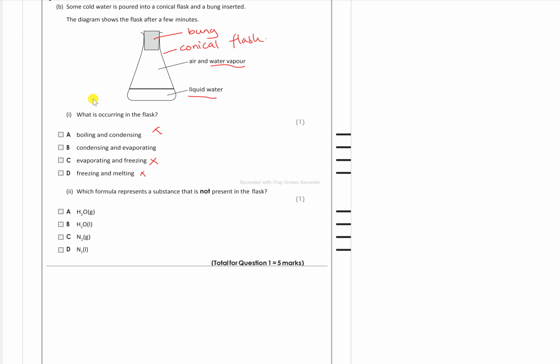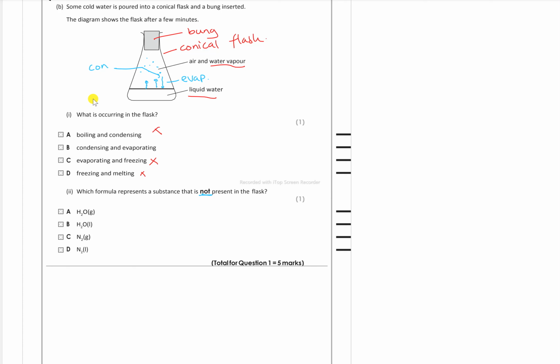So what's happening? Let me get this right. So from here, there's some evaporation taking place. So you end up with that there. And then what'll happen is some of that will condense and fall back in, and you'll end up with an equilibrium. And it depends on sort of the conditions, but that's what's going on. So you've got evaporation, and when it goes back, condensation or condensing.